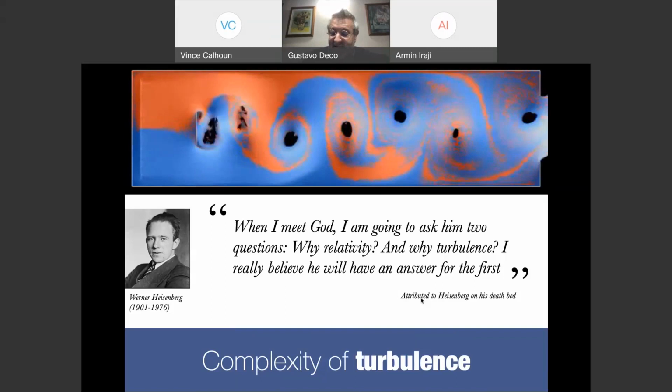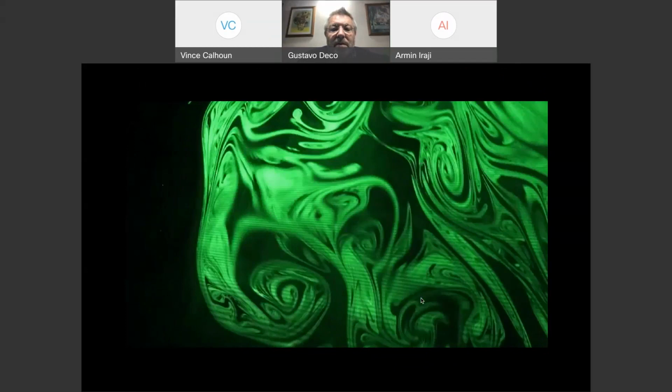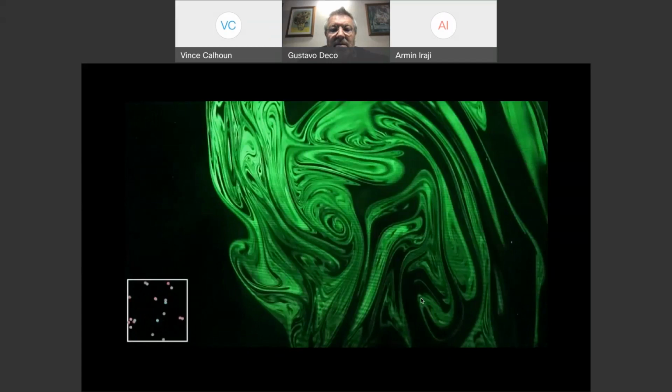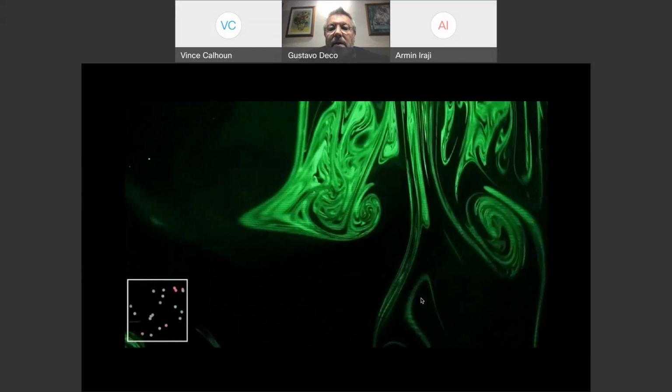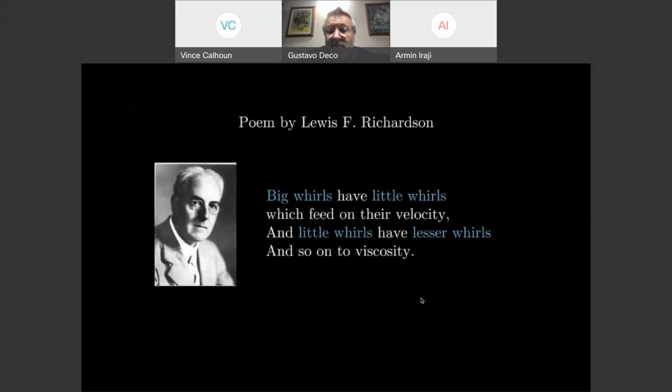So before we focus on the real content of the talk, let me say two words more about turbulence in the context of this animation. This is a fluid evolving in a turbulent regime. And there was an observation made by Lewis Richardson about the structure of the order, which was also captured by Leonardo da Vinci, as I said at the beginning.